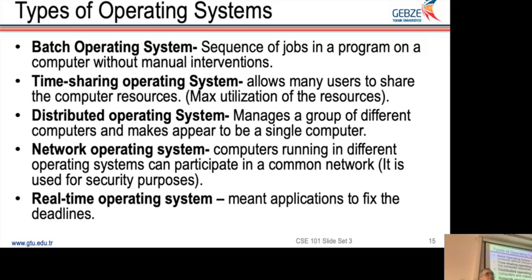So the keyword here is deadlines. You have a deadline because the engine is rotating. You have to finish the computation. Otherwise, you are dead. In robotics, a robotic arm picks up something from here to here in the factory.